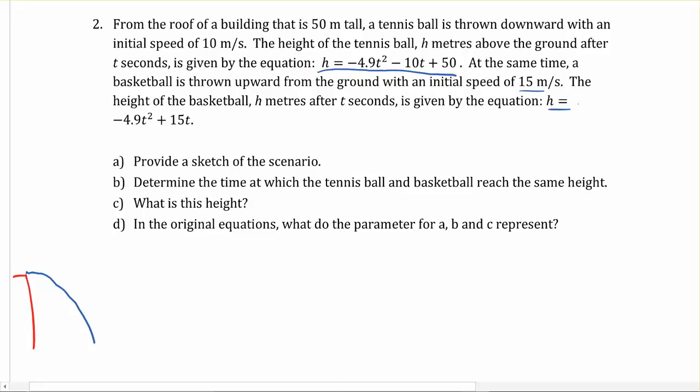So there is our equation. So the basketball would look more like this. It's thrown up and then back down again. It says provide a sketch of the scenario. So that's this. Determine the time at which the tennis ball and basketball reach the same height. So again, we're looking for when do they cross? When are they right there?